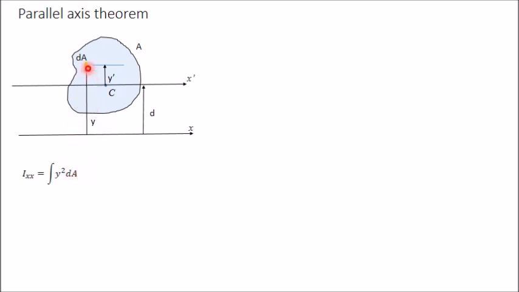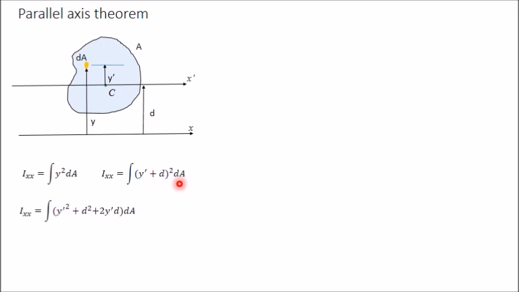Now here you can see that this y is equal to y dash. Y dash is the distance of this small area from x dash axis, and d is the distance between these two parallel axes. These are the two parallel axes, and d is the distance between these two parallel axes. So in place of y, you can write y is equal to y dash plus d, because d plus y dash is equal to y. So now replace this y square by (y dash plus d) square into dA.